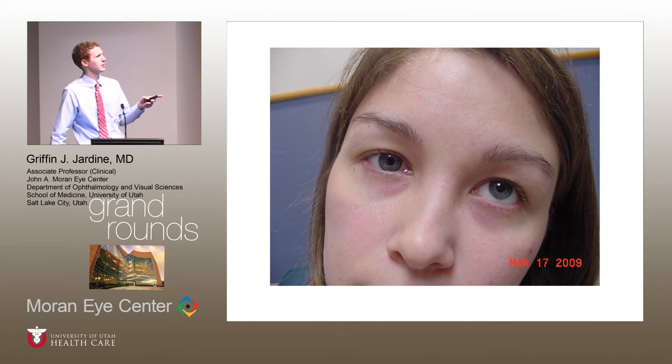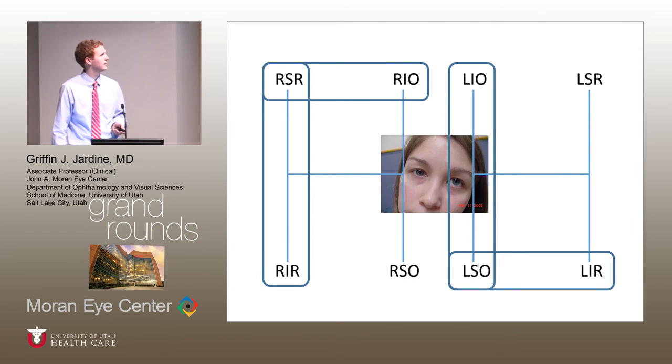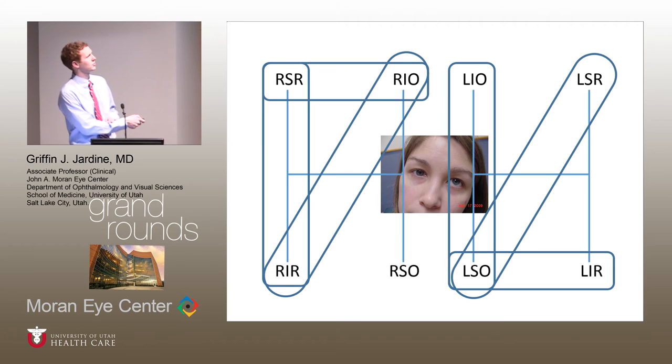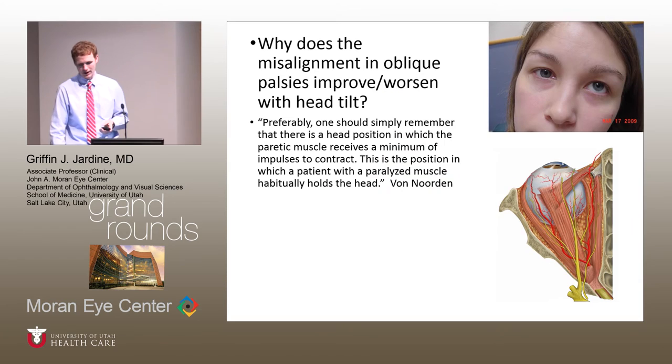And then you can see that it's much worse in left head tilt. So conveniently, when you diagram this out, you just circle the muscles in the same alignment as the head tilt. So if it's worse in left head tilt, then you circle the muscles in kind of a tilt to the left. And I often find that third step always threw me off as a resident, and also why it worsens so much in head tilt.